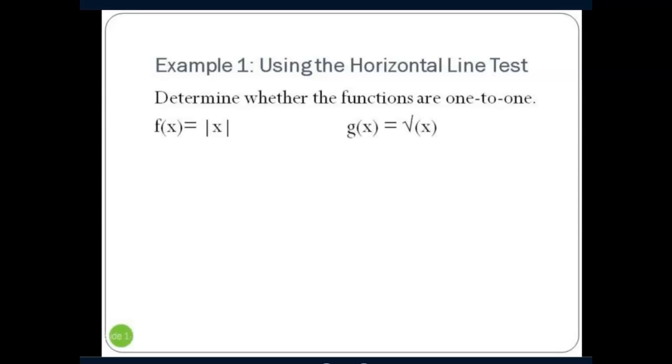So using the horizontal line test, determine whether the functions are one-to-one. In order to determine if a function is one-to-one, we need to know what it looks like when we graph it. So you have f of x equals the absolute value of x. The absolute value of x is a V-shaped graph. Would the absolute value of x graph be one-to-one? Is that going to pass the horizontal line test? No, because at several points, we intersect more than once. So f of x equals absolute value of x is not one-to-one.